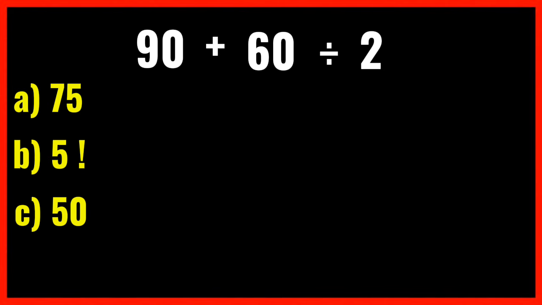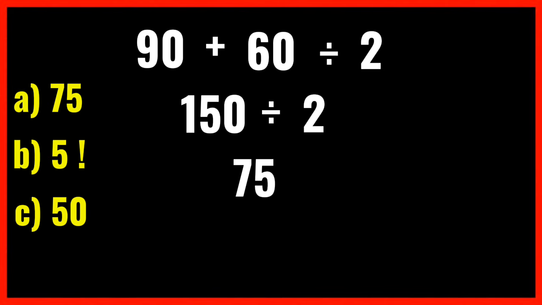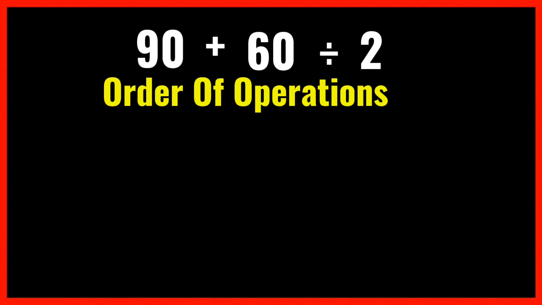And many people quickly add 90 and 60 to get 150, then divide by 2 to get 75. And they feel confident that this is correct, but unfortunately that answer is wrong. And the reason it is wrong is because math is not just about doing operations randomly. It follows a specific rule called the order of operations, also known as PEMDAS. And this rule tells us the exact order we must follow to get the correct answer every single time.